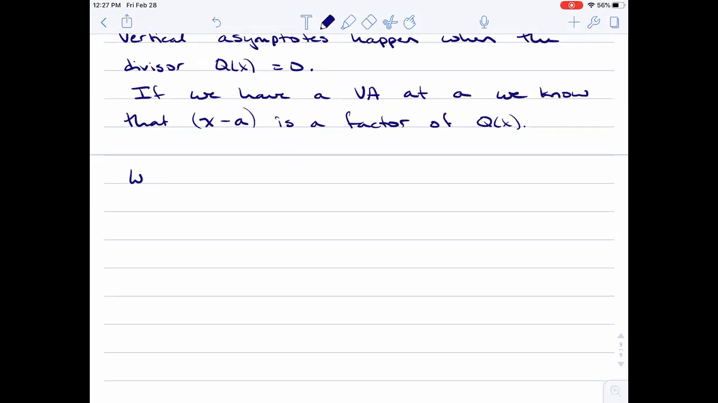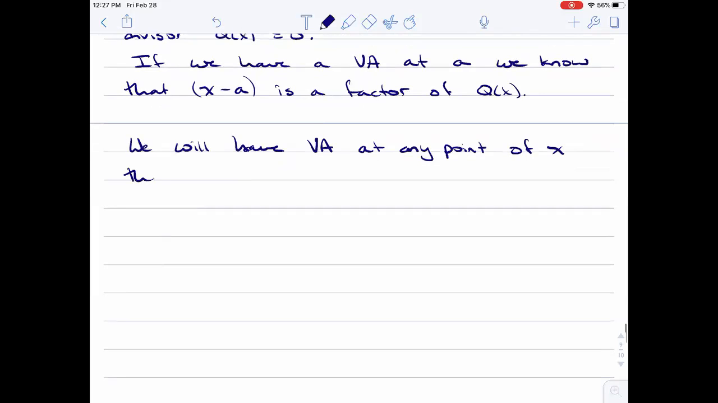So we will have vertical asymptotes at any point of x that makes us divide by 0.